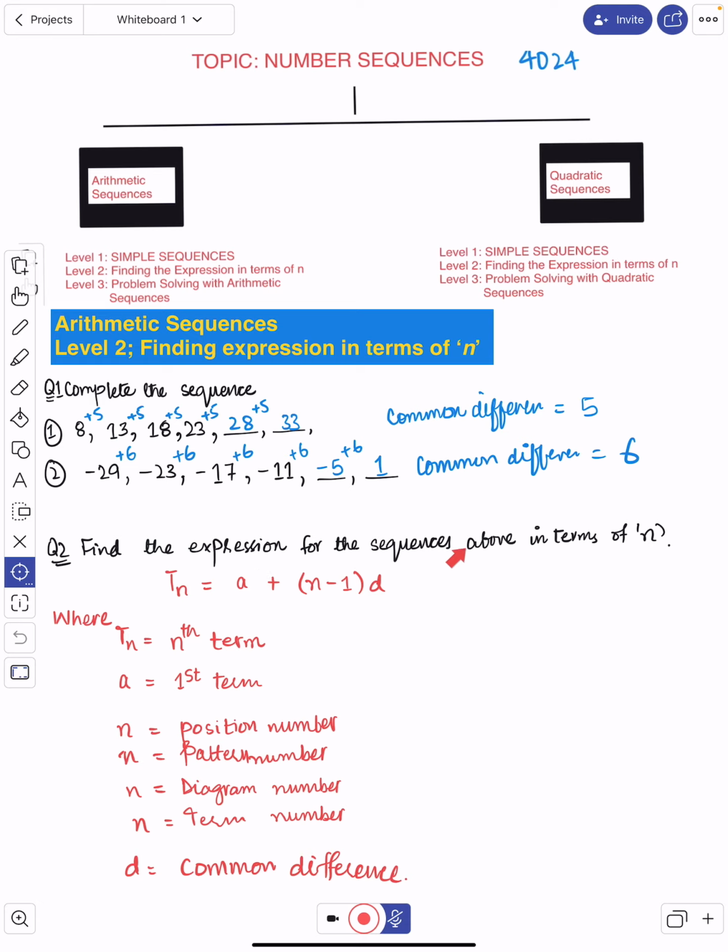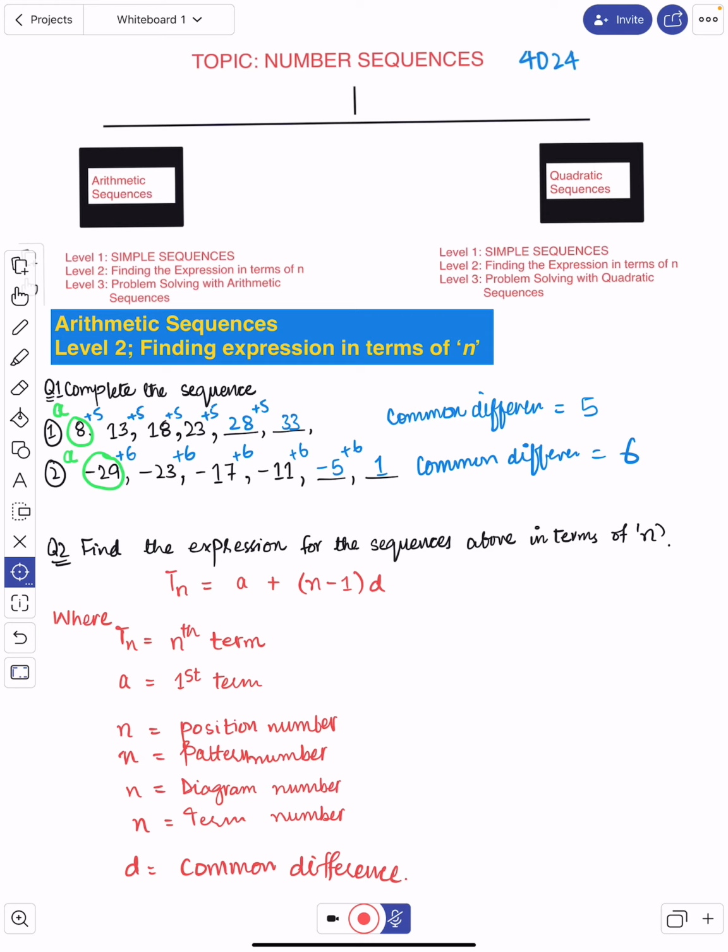Find the expression for the sequence above in terms of n. This question we will be looking at later on, but first of all look at this thing. 8 and minus 29. 8 is the starter of this sequence, so we call 8 as a. This is your a. The first term is represented as a, and minus 29 is named as a as first term. So find the expression. Now we are going to make expressions for the sequences above in terms of n. In terms of n means that your answer should be containing the letter n.